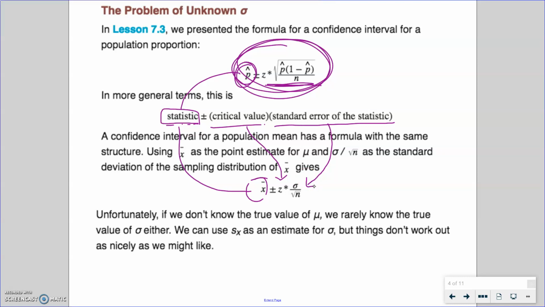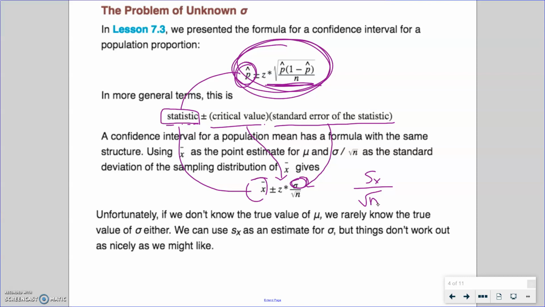Now, having said that, if we don't know the true mean, we don't know the true standard deviation, sigma, either. So usually what we do is we use s of x over the square root of n, because we do have the standard deviation for our data. That's not a big difference. If you're taking AP Stats next year, there's a big difference there, but if not, don't worry about that too much as to which one we use.